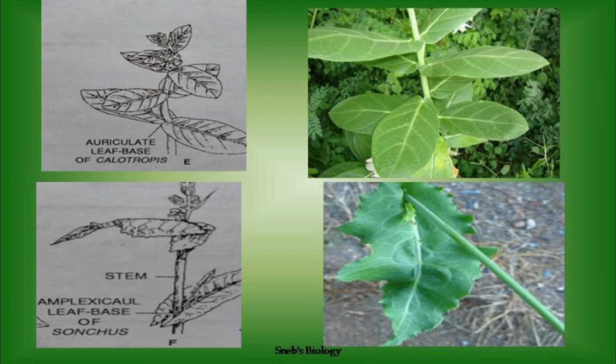Sometimes the sheathing leaf base only partially encloses the stem. This type of sheathing leaf base is known as auriculate or semi-amplexicaul. It is found in Calotropis. Sometimes the leaf base completely encloses the stem. This type of leaf base is known as amplexicaul, and this is found in Sonchus.